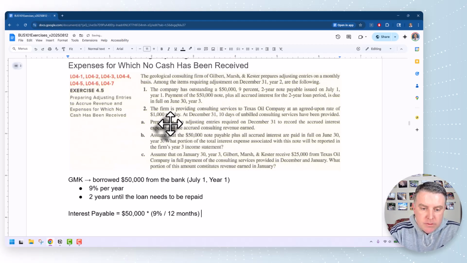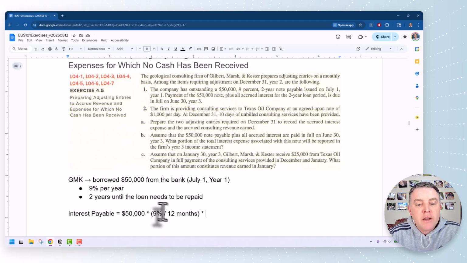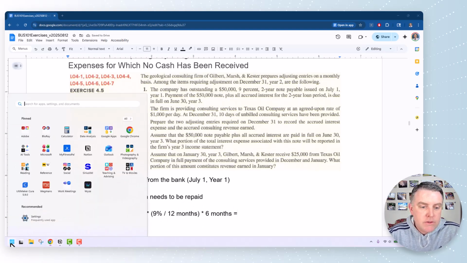So the interest expense is going to be equal to $50,000, which is the amount of the loan, multiplied by 9%. Now the interest rates are always stated in annual terms. So this is 9% per year. So we're going to divide this by 12 months and then multiply the whole thing by 6 months, because that's how many months have passed by the time we're ready to make the adjusting entry.